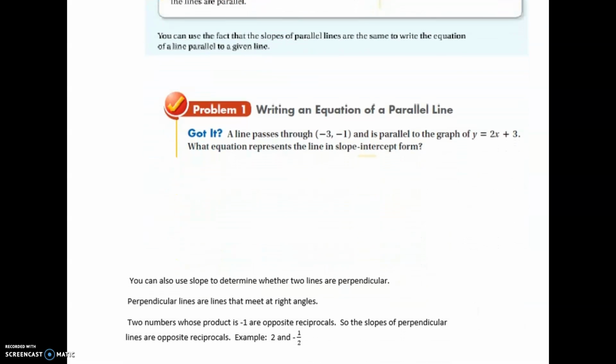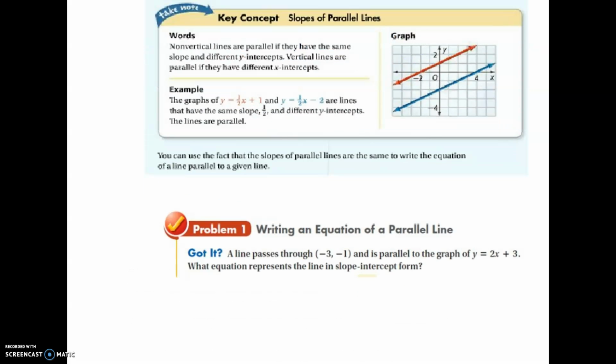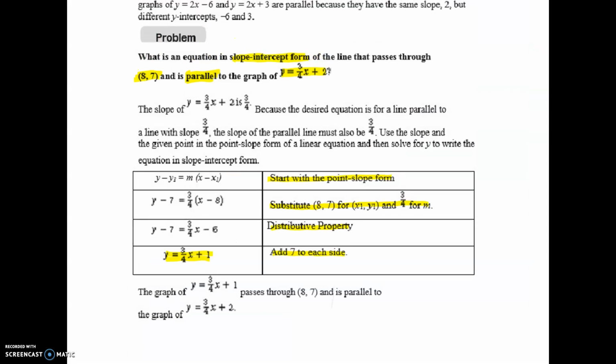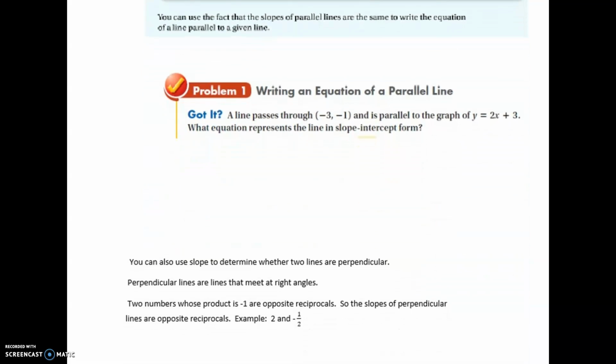So when we write an equation, let's practice here. So again, they want the line to pass through this point, and they want it to be parallel to this line. So what equation represents this line in slope-intercept form? So if you remember here, it kind of goes through step by step what to do. So we'll start by using point-slope form.